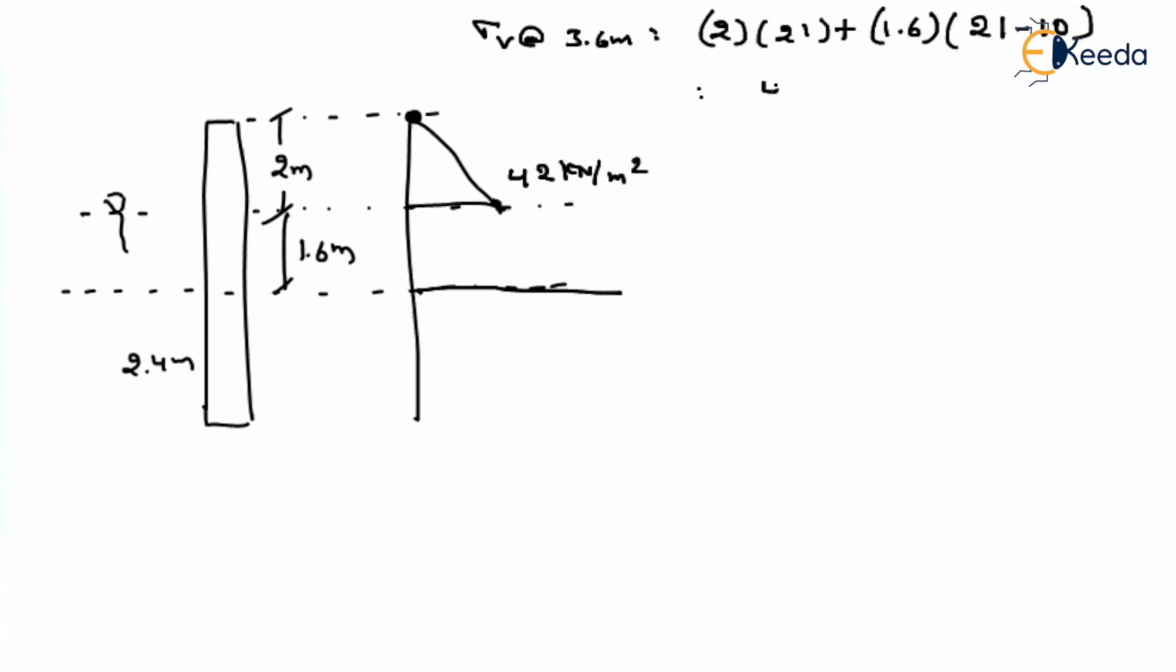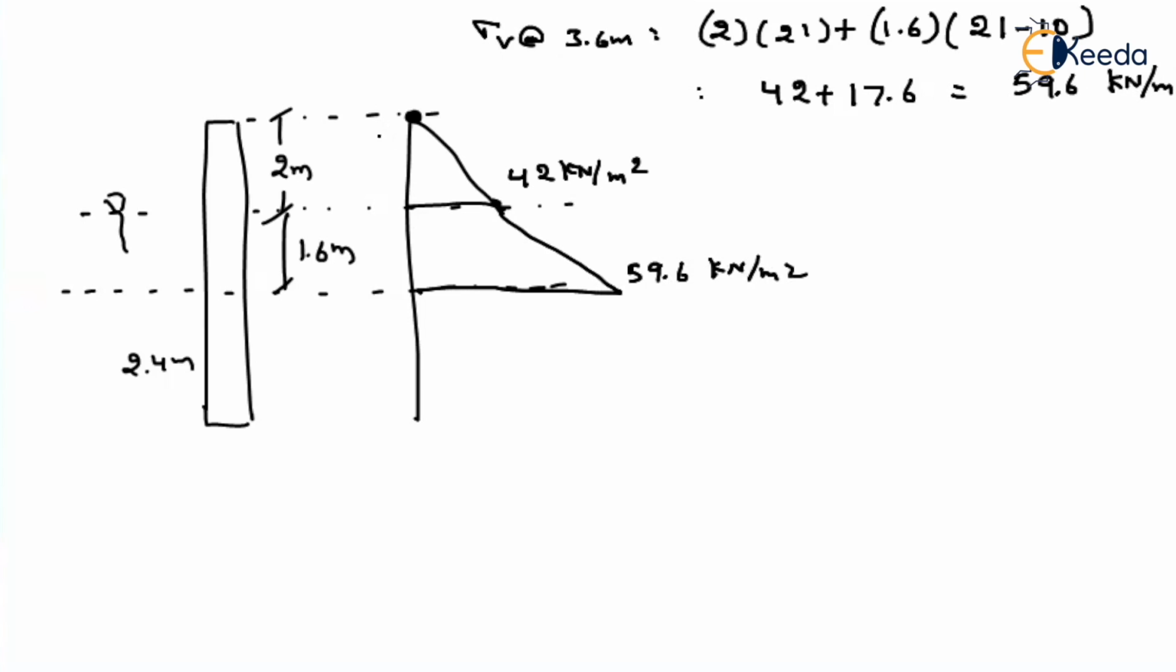So how much will it be? 42 plus 11 into 1.6. We are getting 17.6. So if you add this, you get 59.6 kilonewton per meter square. So what will be the vertical stress at a depth of 3.6 meter? The value will come around 59.6 kilonewton per meter square.